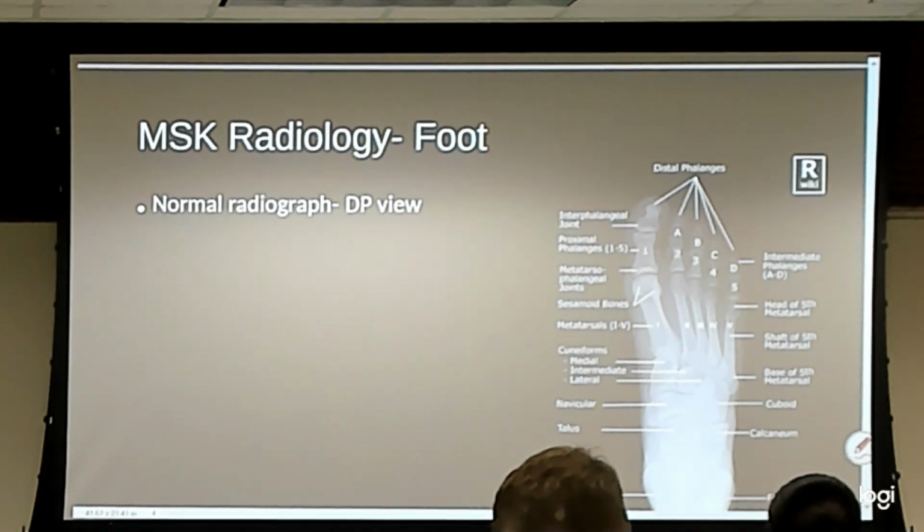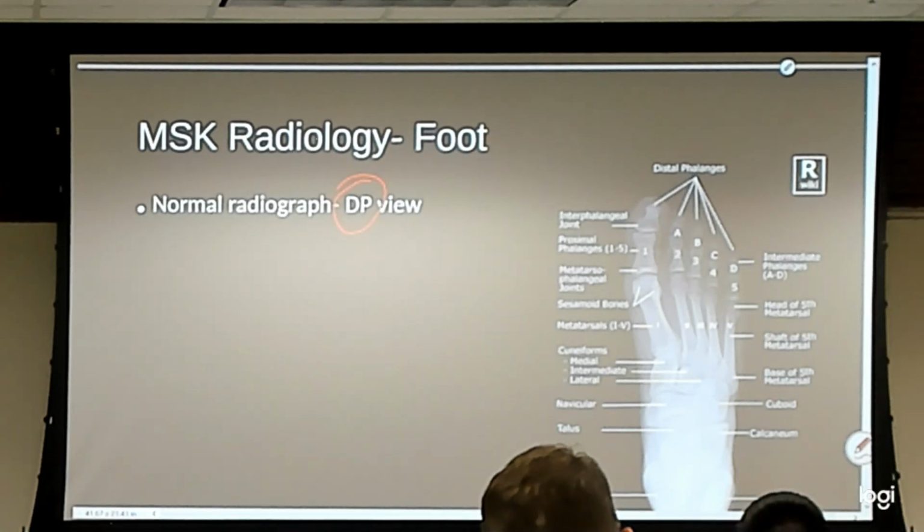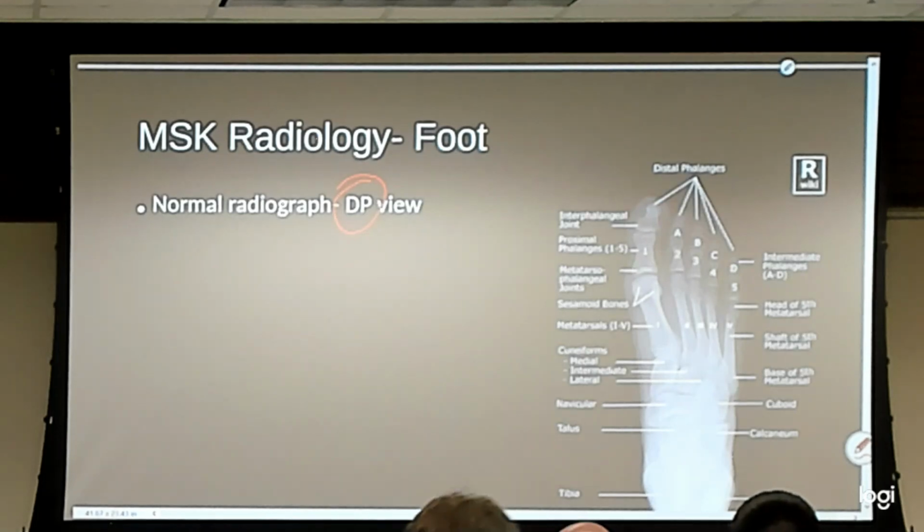Okay, this phrase right here is a little bit controversial. So this is a dorsal plantar view. It can also be called an AP view. Don't get wrapped around the axle on that particular thing, but know that that's why it's labeled that here.